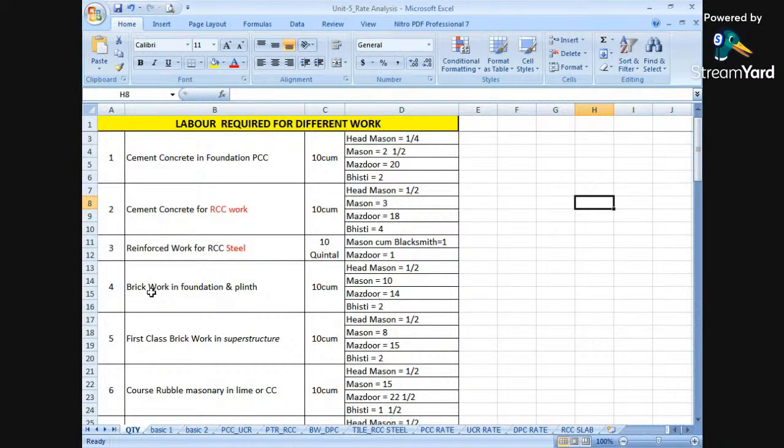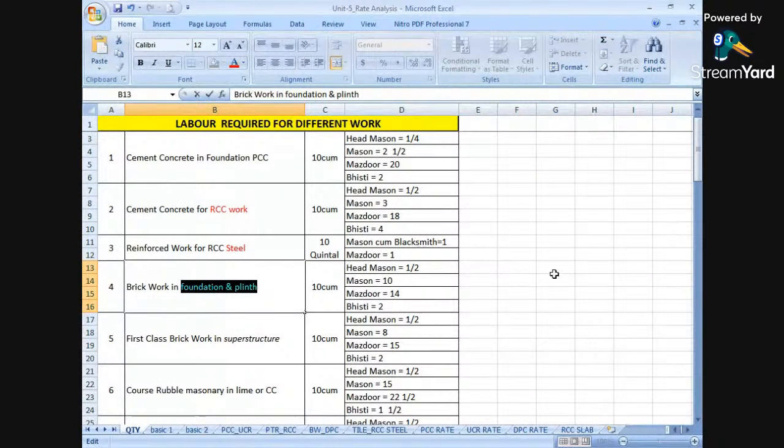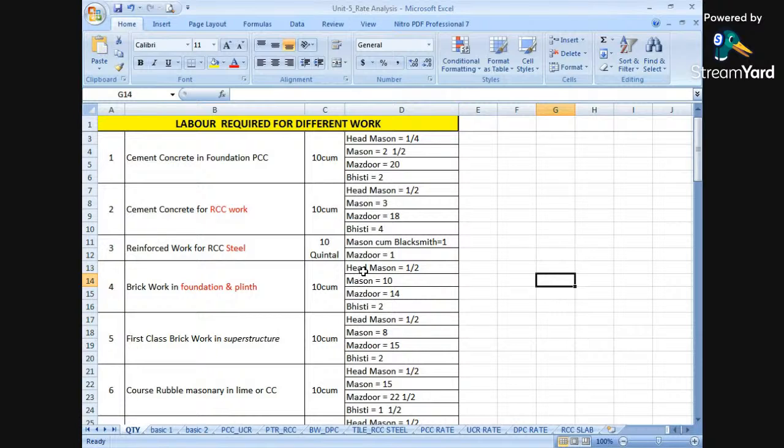Again, fourth, brickwork in foundation and plinth. When carrying out the brickwork in foundation and plinth, again for 10 cubic meters, how many head masons are required? So 1 by 2, mason is 10, whereas Mazdoor is 14, and Bisti is 2 for brickwork in foundations, because we are carrying it out in foundations at a lower level. So head mason we require 1 by 2, mason 10, Mazdoor 14, and Bisti 2.